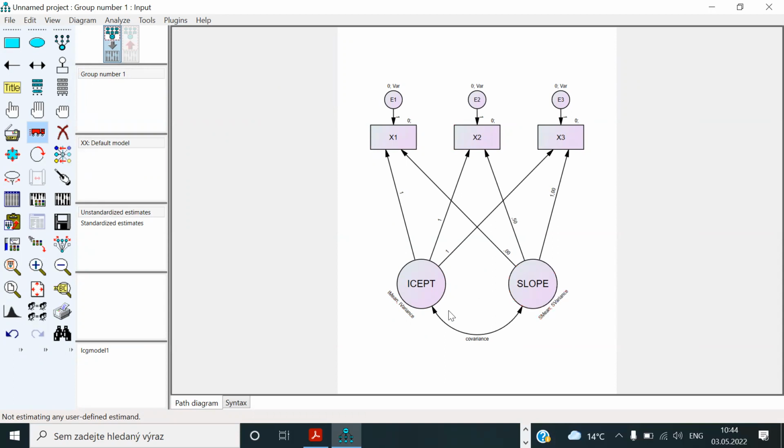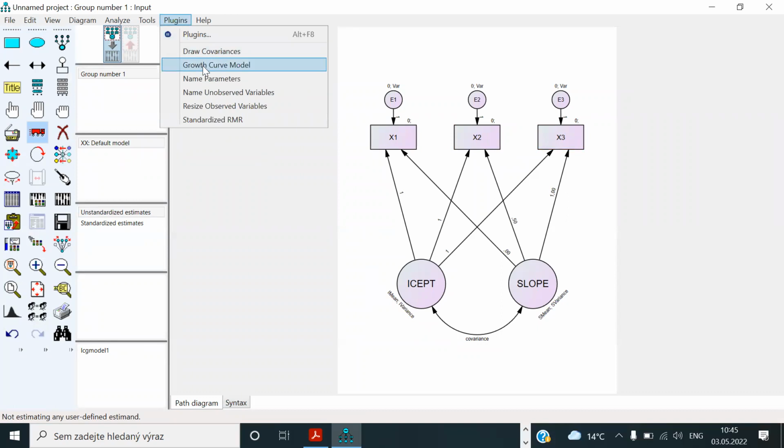And you will only need to assign the data file and say that X1 is, for example, the mathematics grade in grade number 7, grade number 8, and grade number 9. And then you can run the model. So it's very, very easy to prepare these specified models. Once again, here is the plugin for growth curve models, and that's very quick and efficient.